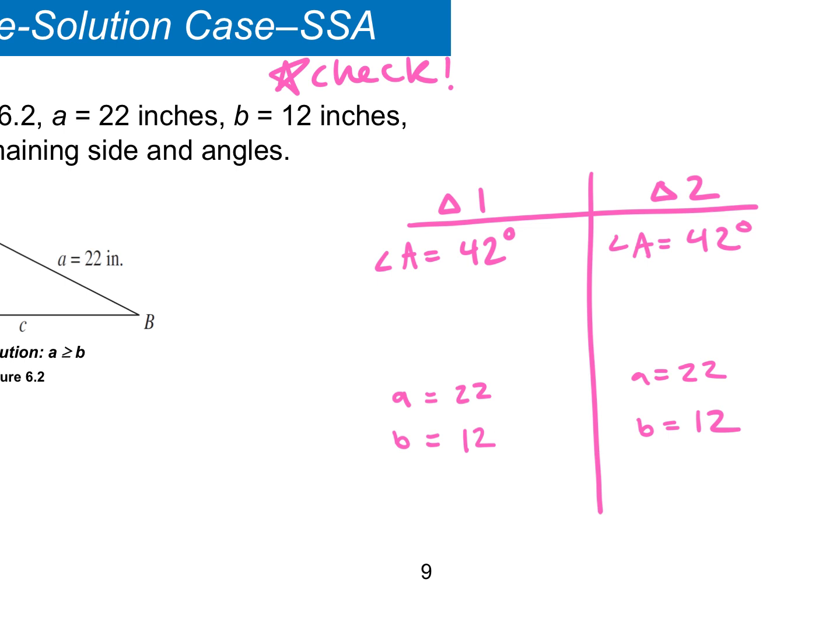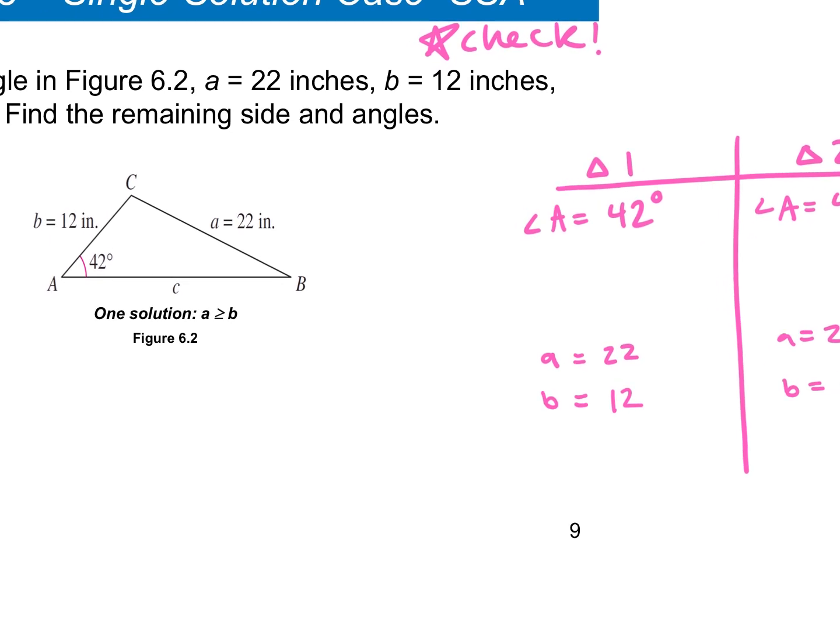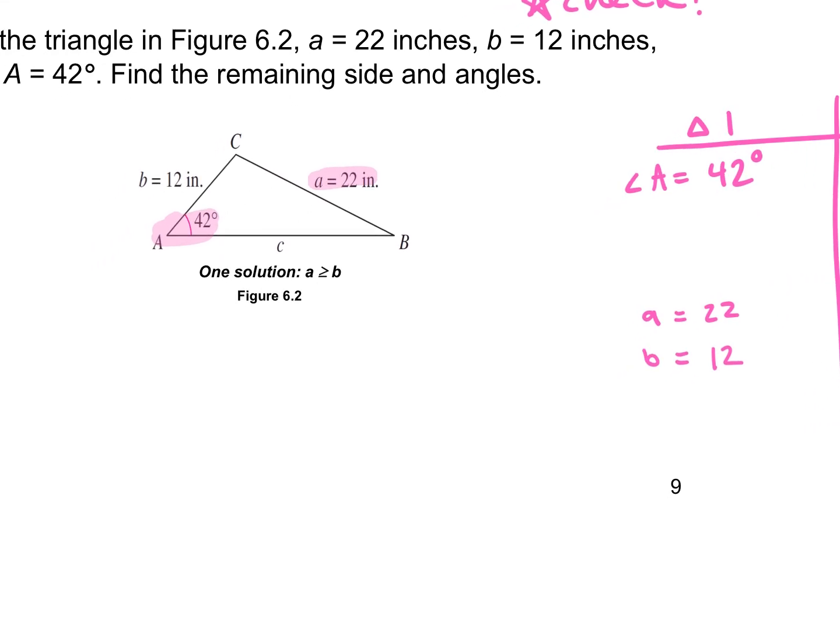Now, do we have a pair that we can start with? A, we have angle A and side A. So that's what we're going to start our proportion with. What do we have to find next? B, because we were given side B, so we have to find angle B next when we set up our proportion. So 22 over sine of 42 is equal to B, which is 12, over sine of B.